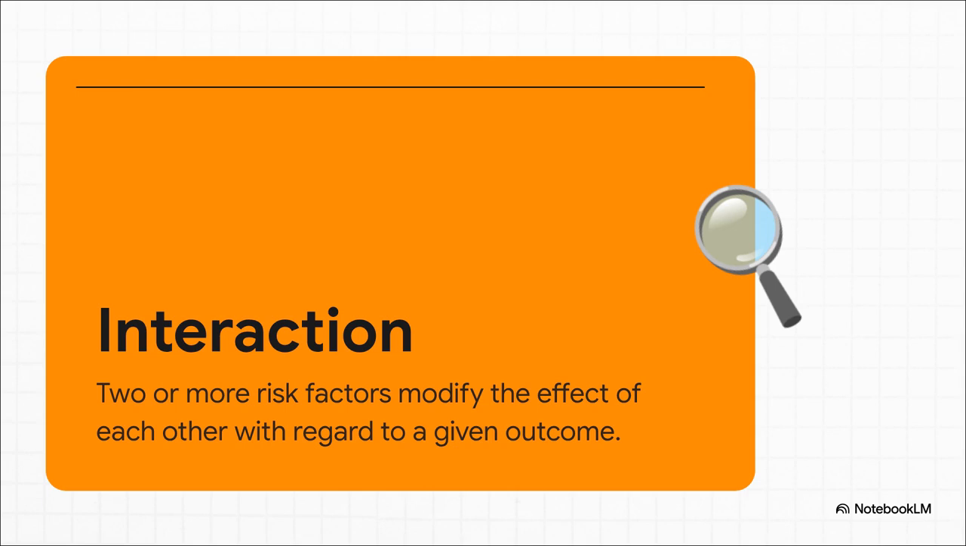Okay, so here's the textbook definition. Interaction is when one factor literally changes the strength or even the direction of another factor's effect. The key idea here is that they don't just add up independently. No, they actually get in there and mess with each other's impact.